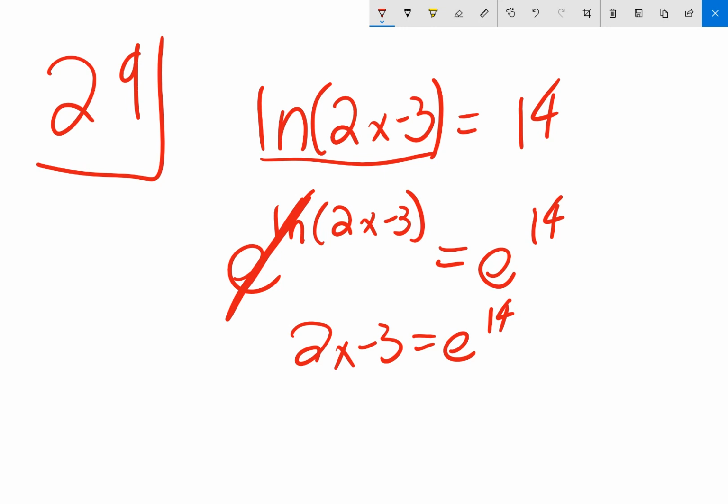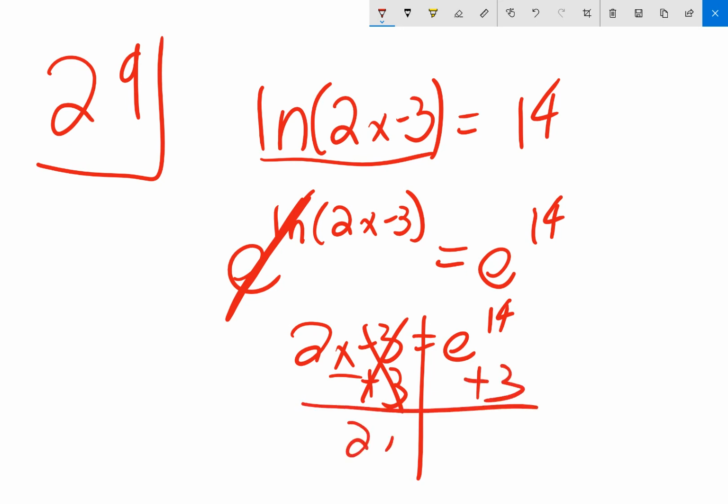I'm just going to leave it as e to the 14th because it's going to be better than writing whatever massive number it ends up being. So I'm just going to leave it like that. So if I'm solving this, I need to get the x by itself. So the first thing I'm going to do is add 3 so I can cancel that out. So that's going to be 2x equals e to the 14th power plus 3.